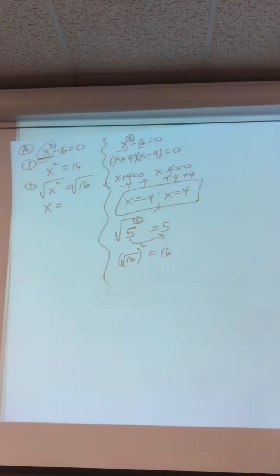Now this is the part that you have to remember about step 2. Step 2 says take the square root of each side, but that's not all step 2 says to do. It says, and introduce the plus minus symbol.